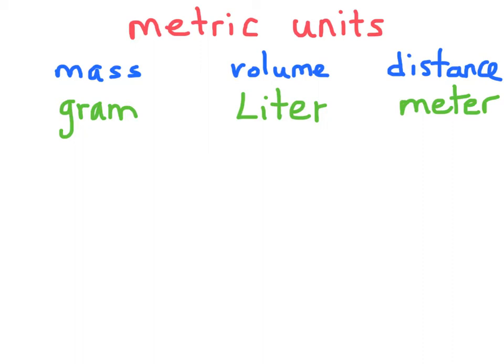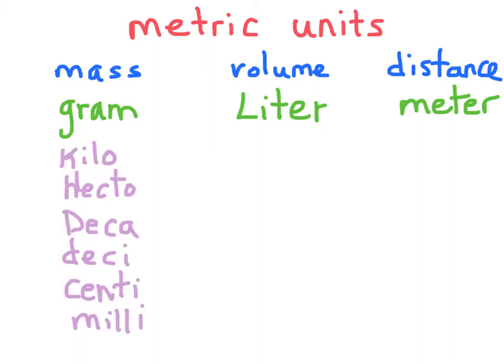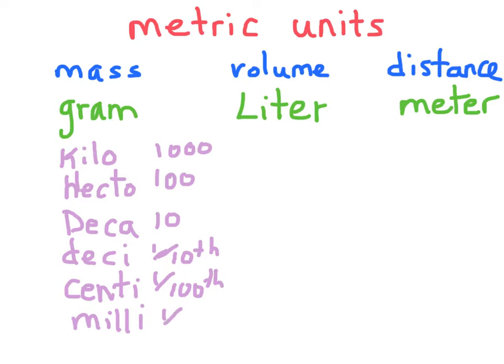And here are the prefixes: kilo, hecto, deca, deci, centi, and milli. Kilo means 1,000. Hecto means 100. Deca means 10. Deci means 1/10. Centi means 1/100th. And milli means 1/1000th. A little bit awkward, but I tried to do it.